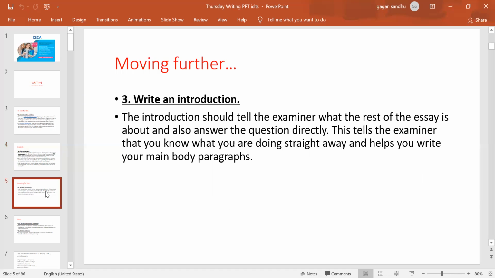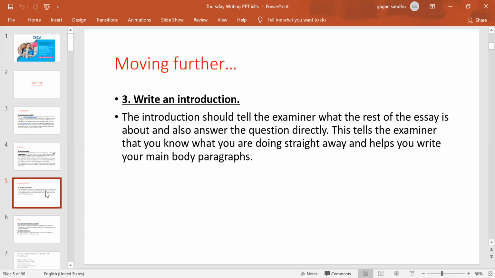And how will you be writing the essay? You will start your essay by writing an introduction. So what is an introduction? It should tell the examiner what the rest of the essay is about, and also answer the question directly. So the introduction needs to say what this essay is going to be about, and answer whatever the question in the statement asks, like if it says do you agree or disagree, this introduction needs to have the answer to that question. If you agree with the given situation, your intro needs to have that answer within, right?